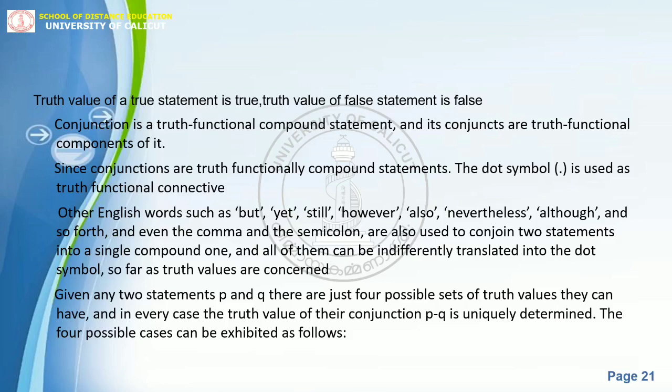Other English words such as but, yet, still, however, also, nevertheless, although, and so forth, and even comma and semicolon are used to conjoin two statements into a single compound one, and all of them can be indifferently translated into the dot symbol so far as the truth values are concerned. Given any two statements P and Q, there are just four possible sets of truth values they can have. In every case, the truth value of their conjunction PQ is uniquely determined. The four possible cases can be exhibited as follows.